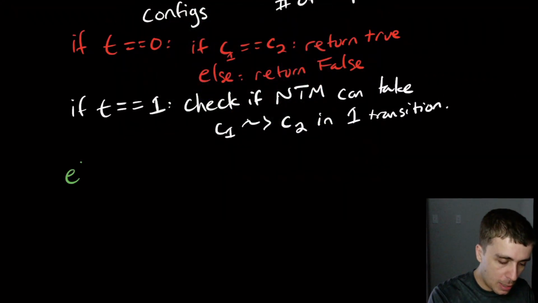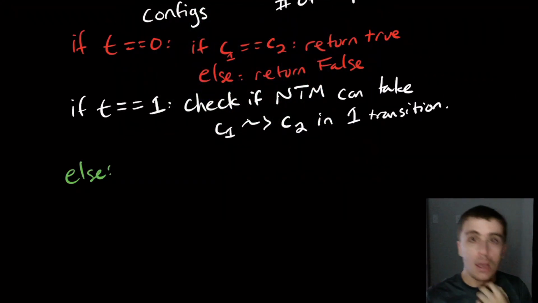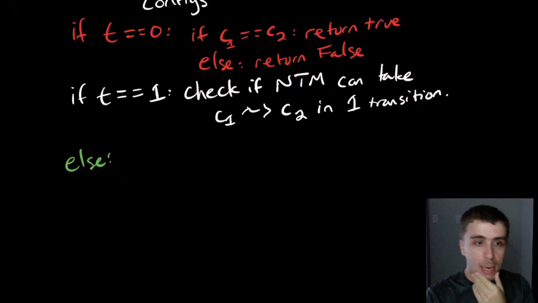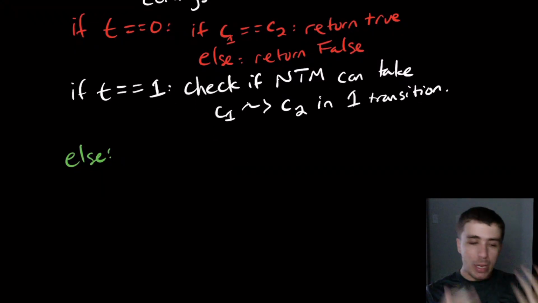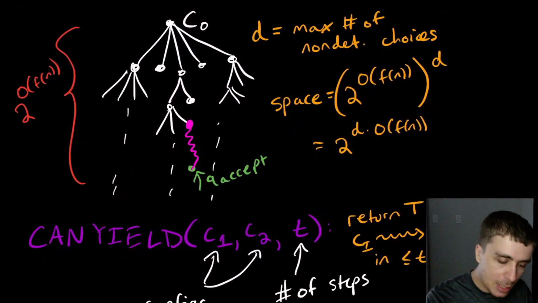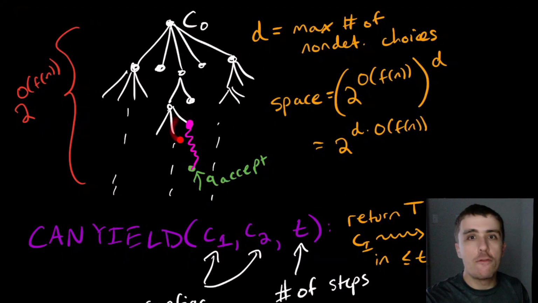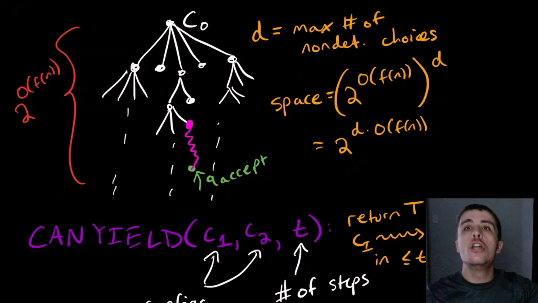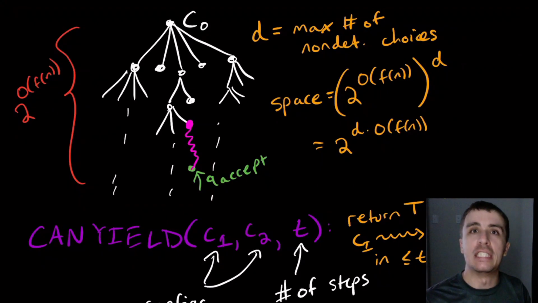So otherwise, what are we going to do? Well, actually, I should back up. So this pink node right here, I have no clue where it is. It could be right here. It could be over here. It could be way over here. We have no clue where it is. So let's just try all of them using f of n space.